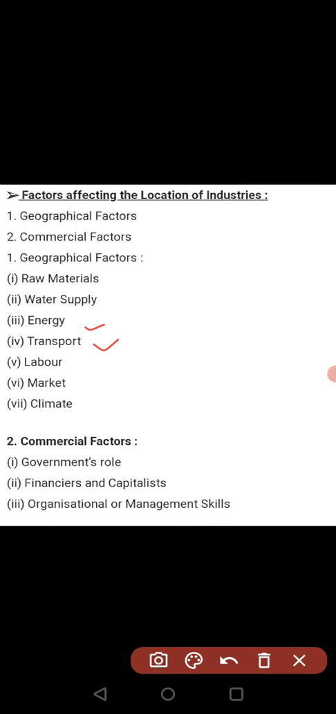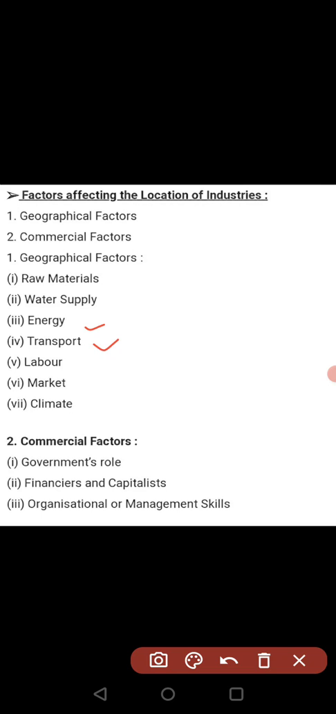Fourth is transport. Transport is also, as I explained to you right now, an important factor that affects the location of an industry. Industry should be located at a place where transport system is good, so that raw material can be supplied to the industry, as well as the finished goods can be taken to market in proper time. Some perishable goods, which can get spoiled easily, like the dairy products, should be immediately sent to the market for consumption.